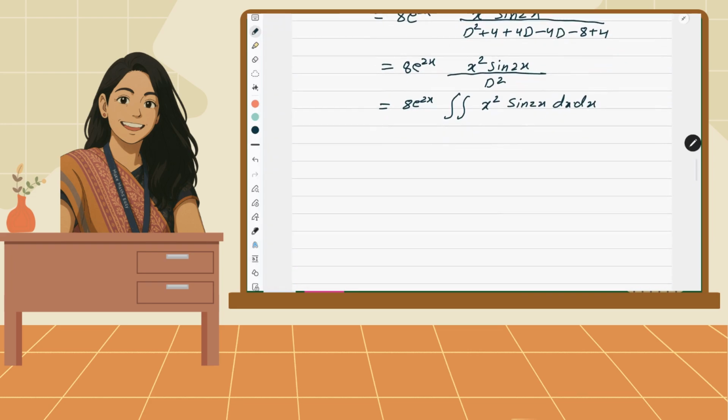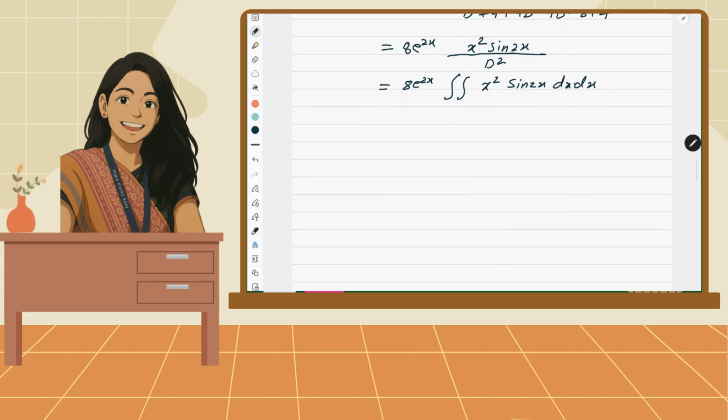Okay, now I will integrate by my shortcut method and I will put the answer. So I will write x square here, I will write sin 2x here. So differentiate this side: 2x, 2 and 0. Integrate this side: minus cos 2x upon 2, minus sin 2x upon 4, plus cos 2x upon 8. Now make the cross lines, then plus, minus, plus, make the rangoli.